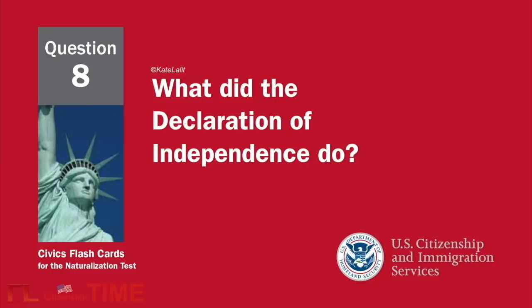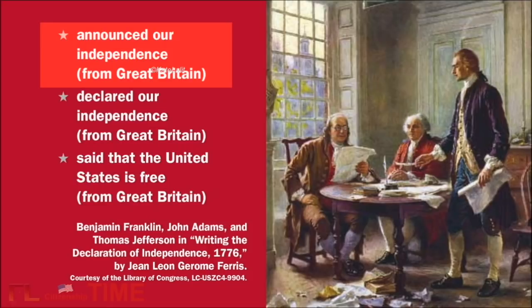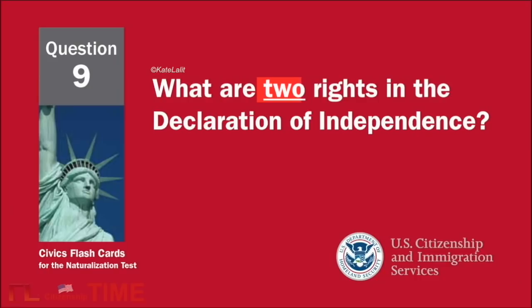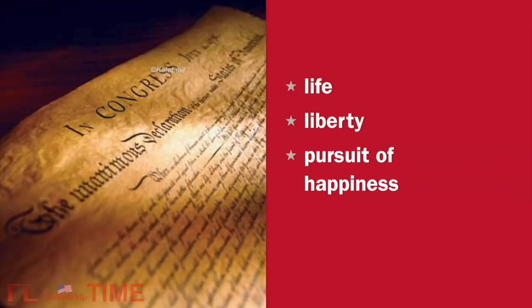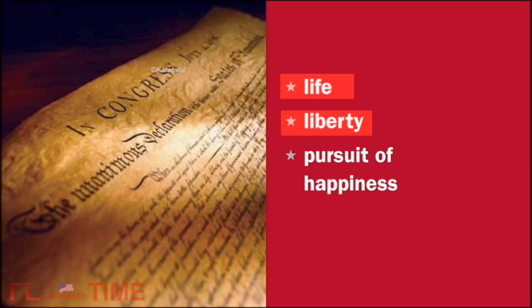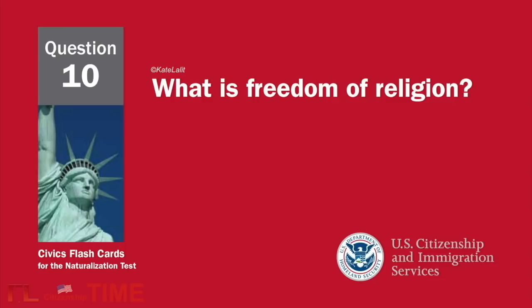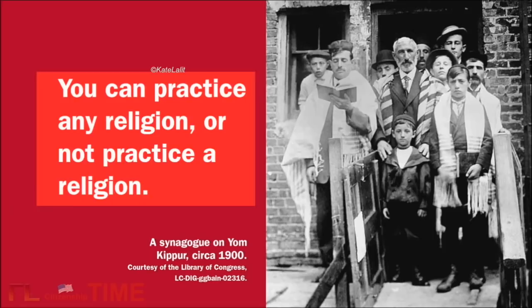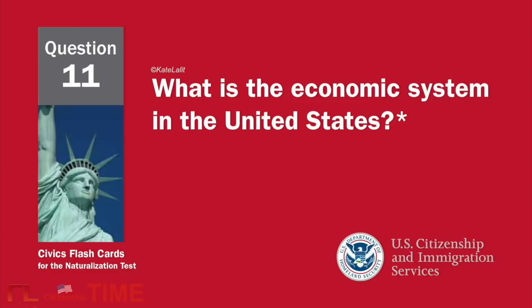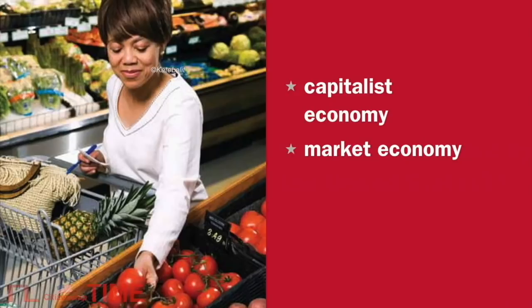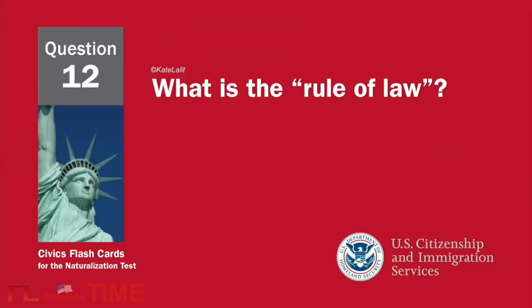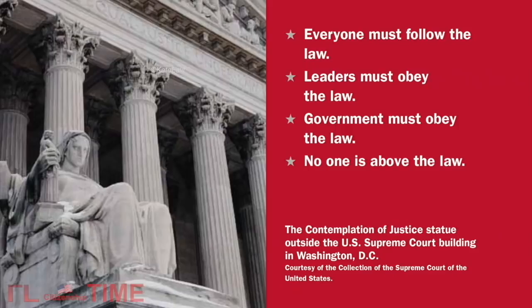What did the Declaration of Independence do? Announced our independence from Great Britain. What are two rights in the Declaration of Independence? Life, liberty. What is freedom of religion? You can practice any religion or not practice a religion. What is the economic system in the United States? Capitalist economy. What is the rule of law? No one is above the law.